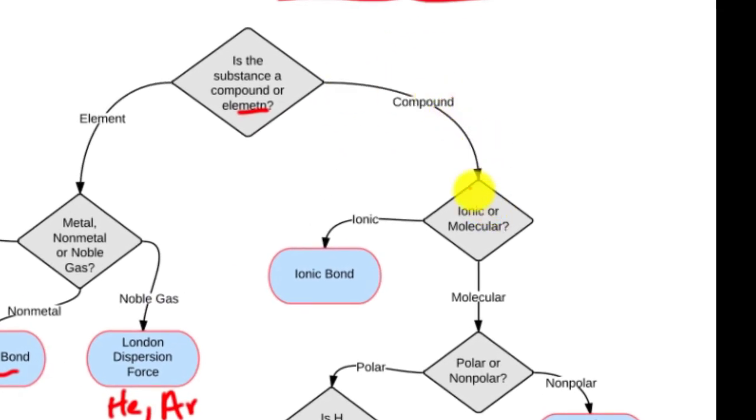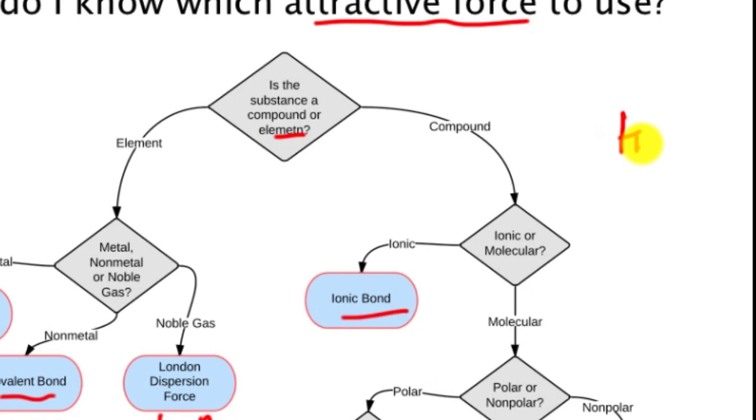Now, if it's a compound, you have to determine whether it's ionic or molecular. If it's ionic, then you have ionic bonding. Not a big deal. If it's molecular, then you have to ask whether the molecule is polar or nonpolar. If it's nonpolar, your answer is London dispersion force. Examples of that would be H2, O2, CH4, and carbon dioxide.